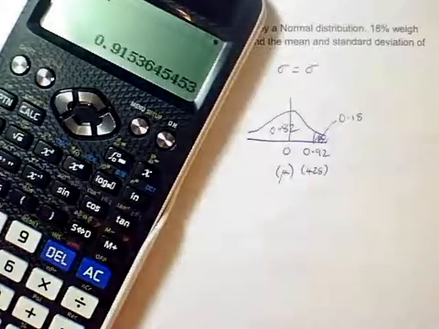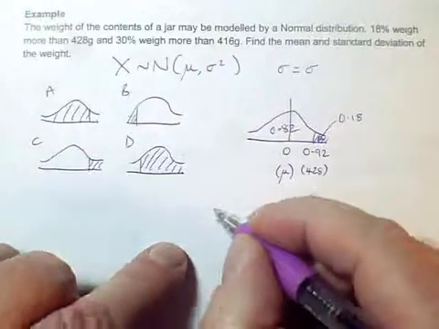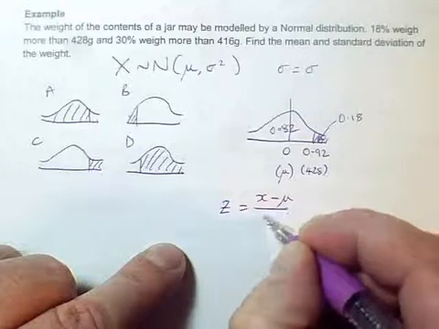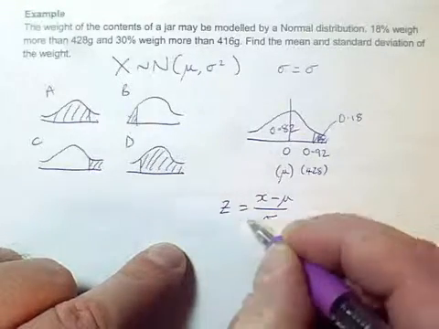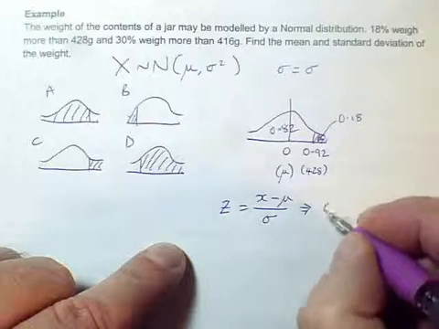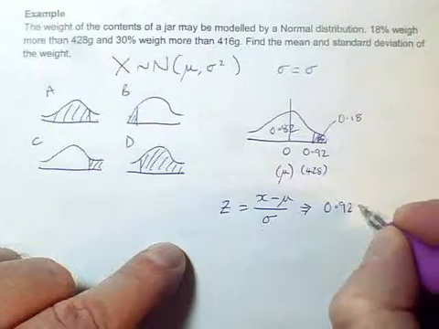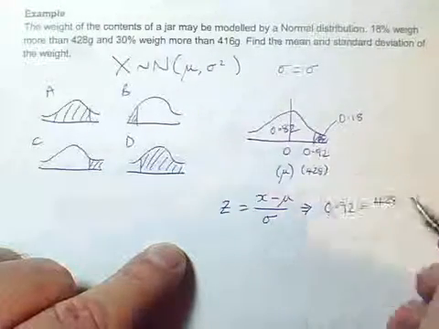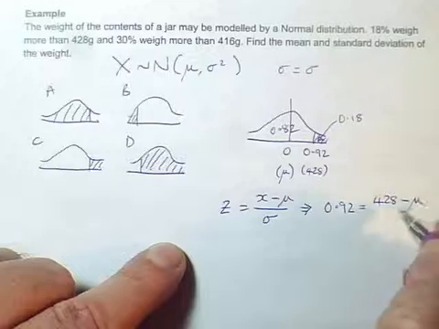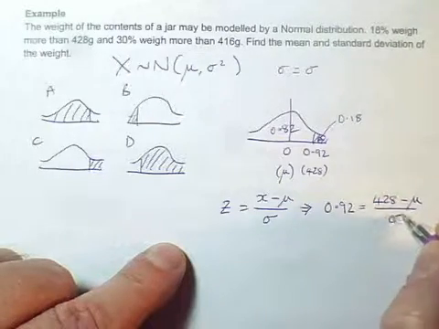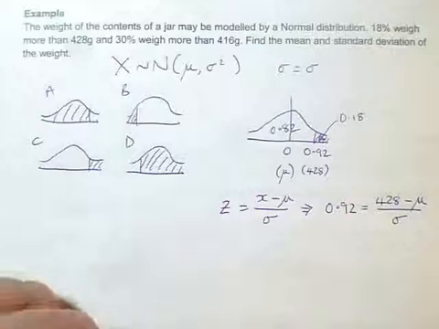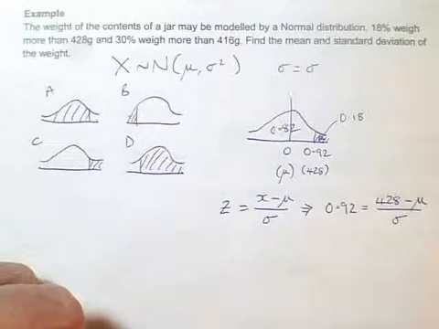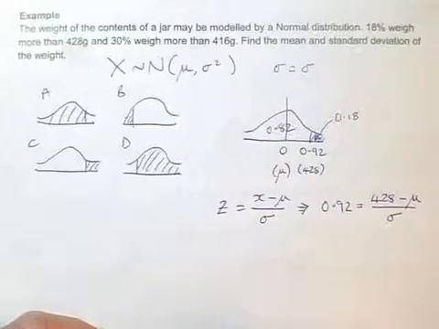Okay, well, let's see what I can do with that Z value. So Z, as always, Z equals x minus mu over sigma. But now sigma and mu are both unknown, so that's going to give me 0.92 equals the x value I do know, it was 428, so that was the actual weight of this jar, but minus mu, which I don't know, divided by sigma, which I don't know. So that's an equation, but unfortunately I can't find mu or sigma from it. I need another equation.